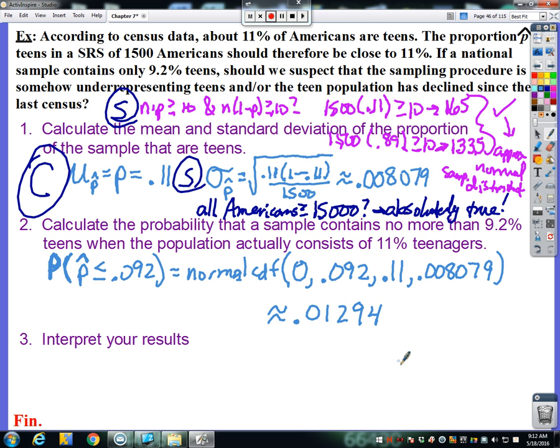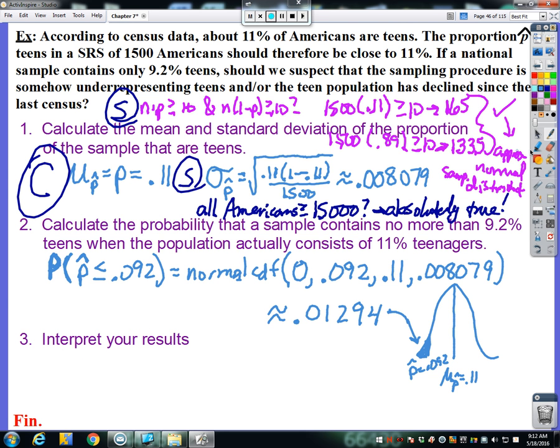All right. So if I were thinking of the sampling distribution, here's the mean, here's mu sub p hat, which is 11%, here's 9.2%, a specific sample proportion of 0.092, and here's the probability I'm calculating right down here. This is what this 1.29% represents.